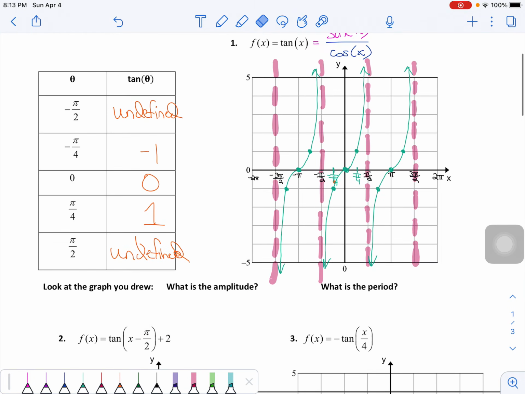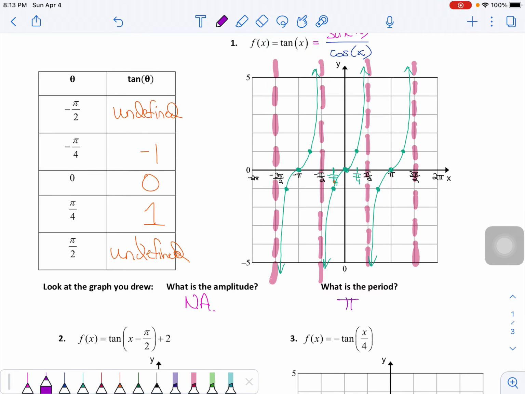Okay, let's answer a few critical questions here. Amplitude. I hope you recognize that the amplitude here is not applicable. Okay, amplitude is defined again from the midline to the maximum. Because these graphs approach infinity, you don't have maximums.